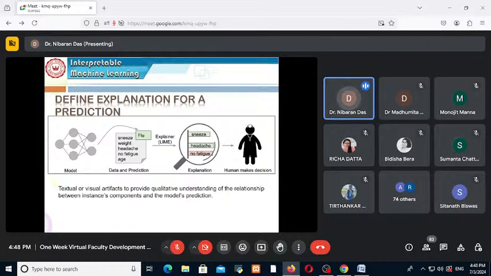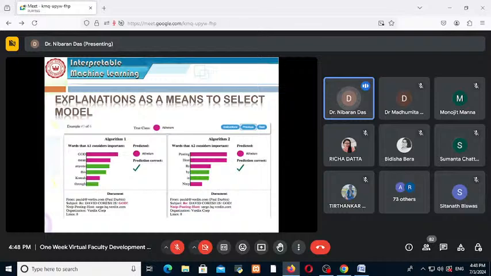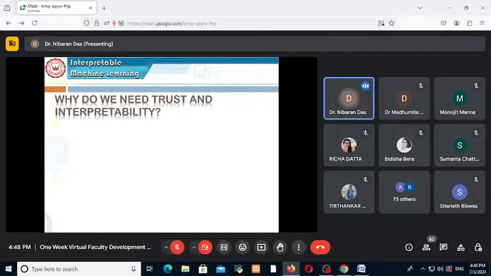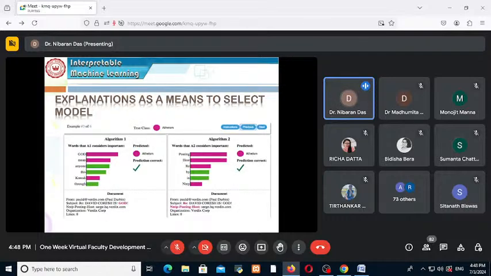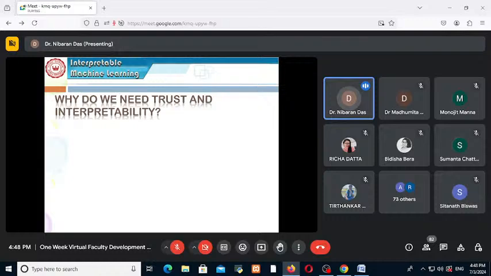Textual and visual explanations provide a qualitative understanding of the relationship between the instance's components and the model prediction. In the first case the explanation is about some words, but in the second case it is about other words, and so on. The prediction becomes correct in both cases, but the explanations are different.